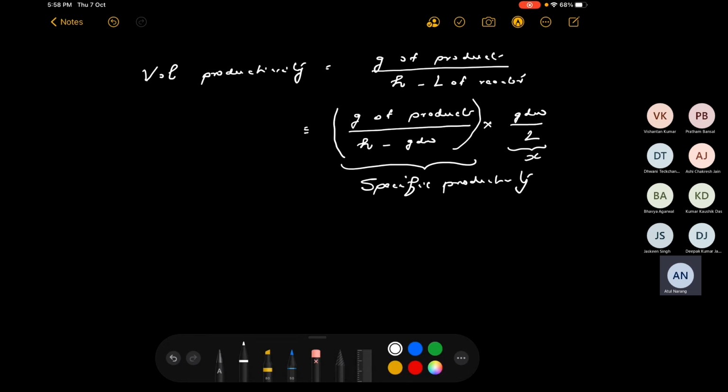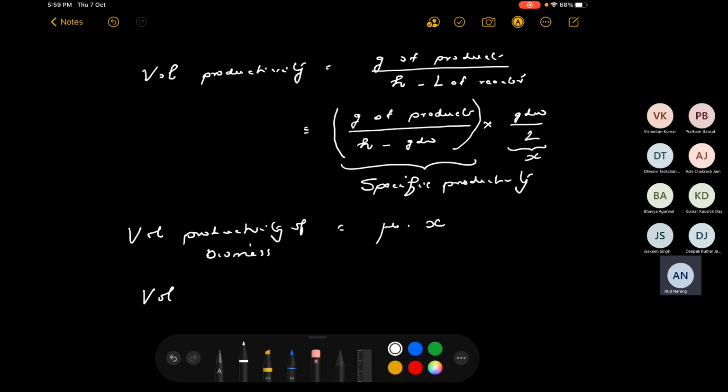Now let's apply that. Let's say we want to consider the volumetric productivity of biomass. Well, that would be how many grams of biomass you make per gram dry weight per hour. That's nothing but the specific growth rate mu. Mu is how much dry weight you make per unit time per dry weight. It's the per capita growth rate. And that has to be multiplied by X.